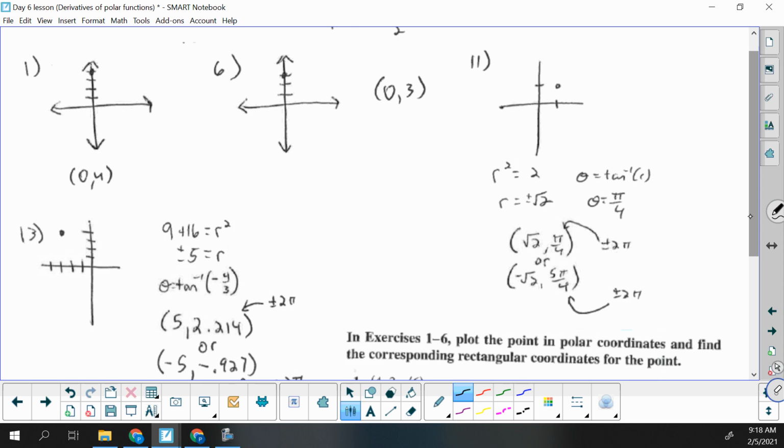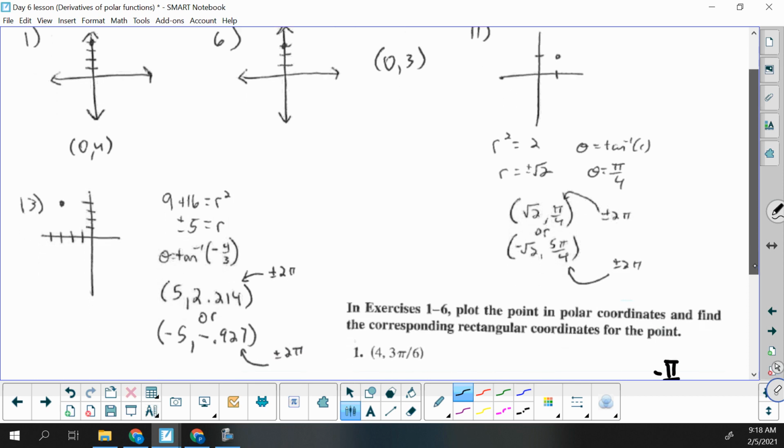So if you use pi over 4 as your angle, we would want the positive radius, so we stay in the first quadrant. If you use 5 pi over 4, which would be a 45 reference angle in the third quadrant, we would want the negative version of our radius to send us back to the first quadrant. And technically, you could have either of those angles plus or minus 2 pi, and that would still be correct.